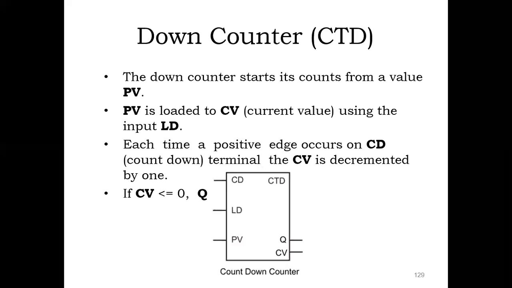Down counter. The down counter starts its count from a value PV. PV is loaded to CV using the input LD. Each time a positive edge occurs on the CD countdown terminal, the CV is decremented by 1. If CV is less than or equal to 0, then Q is set.